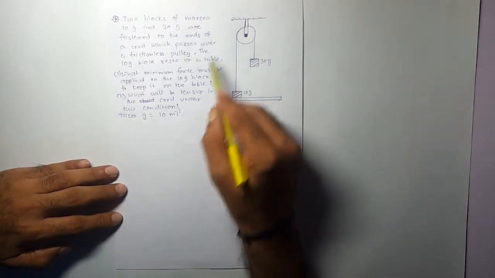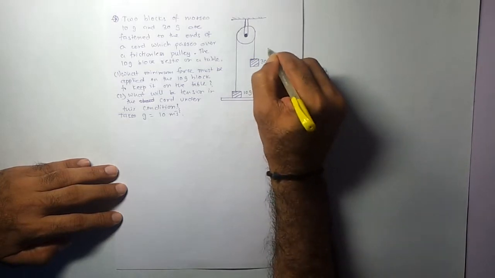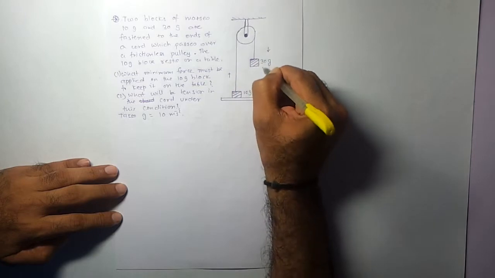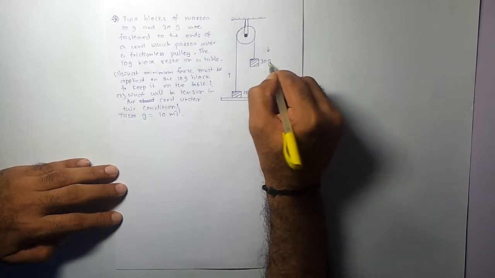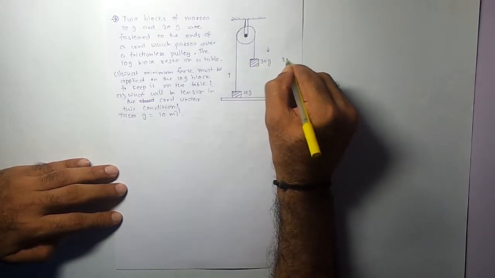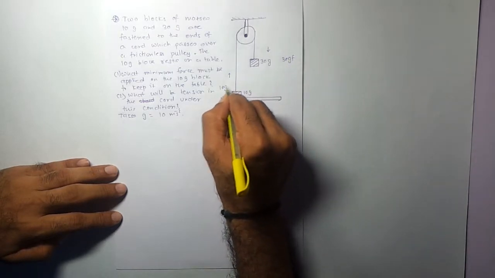If you look at this diagram closely, this is 30 g acting in the downward direction, and the 10 gram has a tendency to go up because 30 gram is larger. So this will have a tendency to go up, this will have a tendency to go down. If I talk in terms of force, the force acting in the downward direction is 30 GF, and here the force acting in the upward direction is 10 GF.